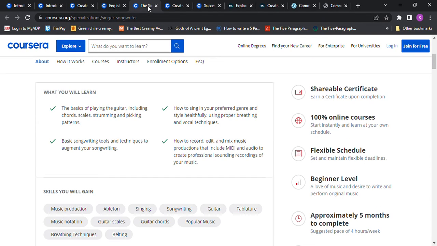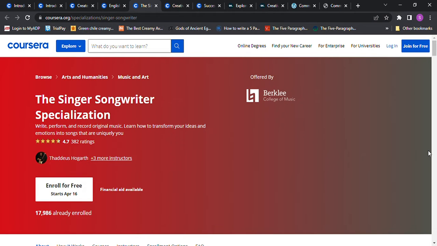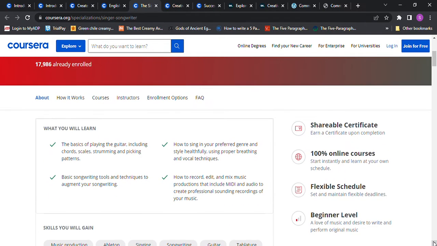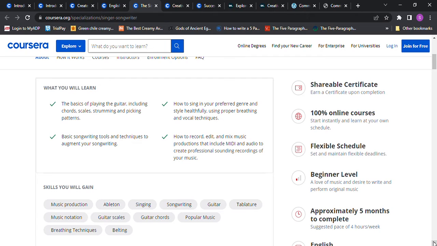And this course is the singer-songwriter specialization. So if you wanted to take this class, this is what you will learn. The basics of playing the guitar, including chords, scales, strumming, and picking patterns. Basic songwriting tools and techniques. How to sing in your preferred genre and style healthfully. How to record, edit, and mix music. So you can see that it says more than what I just read, but you can read it there. And I like throwing a little extra in there.